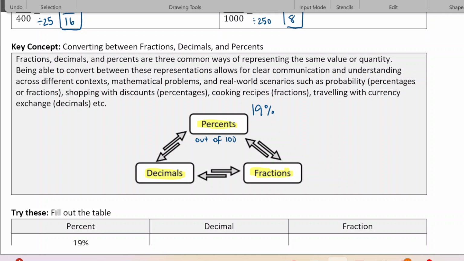That's what the word percent means. The word cent means 100. So percents are always out of 100. That means that they're nice and easy to compare with one another. That's why we like to use them in things like statistics, because then it's easy to compare two numbers.